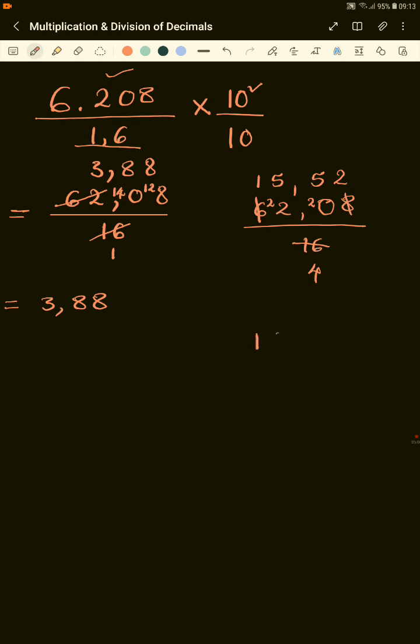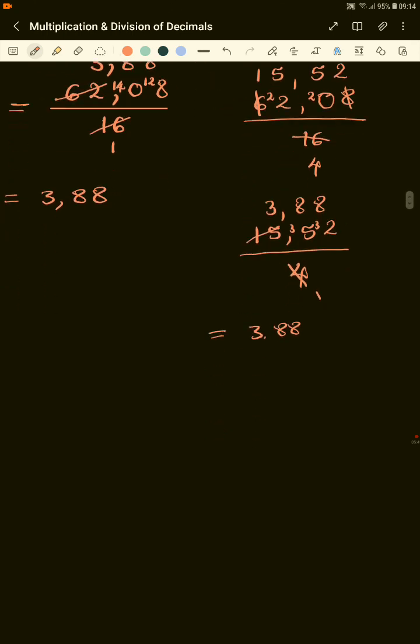Then you take it further, say 15,52 divided by 4. 4 into 4, that's 1. 4 into 15, that's 3, remainder 3. 4 into 35, that's 8, remainder 3, and 4 into 32, that's 8. And you get to your answer, which is 3,88.